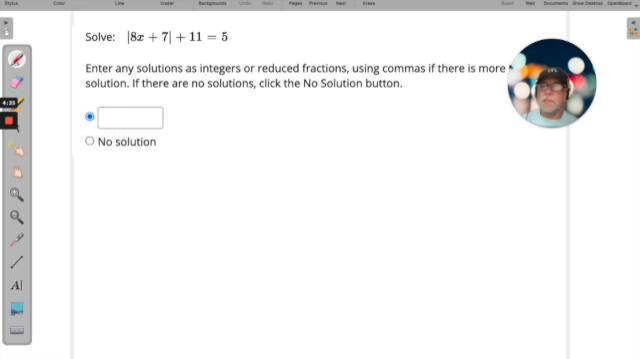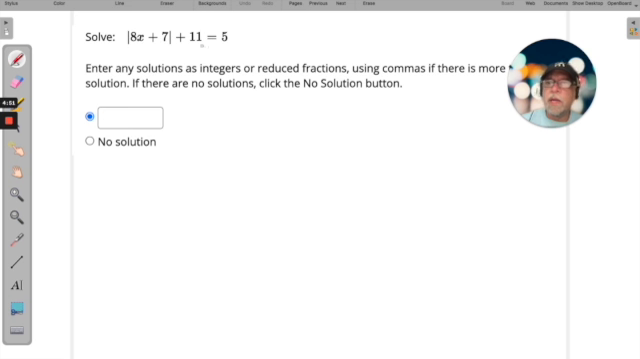All right, for this one. Okay, it's warning you that there could be no solution here, so watch out for that. And it wants it as integers or fractions, no decimals. And if there's no solutions, click the no solution button, which is on the bottom.